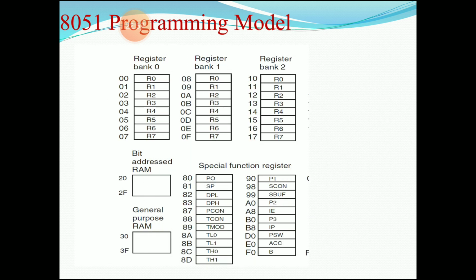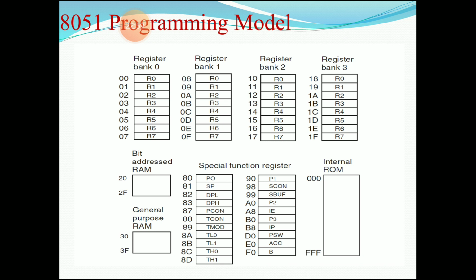Now let us see the programming model of 8051. This programming model consists of registers and memory locations, that is internal data memory and internal ROM. The internal data memory, that is 00 to 7FH, is divided into different groups: register banks 0, 1, 2, 3, bit addressable memory, and general purpose RAM, and another 128 bytes belong to special function registers, 80 to FFH. The internal ROM is 4 KB memory.